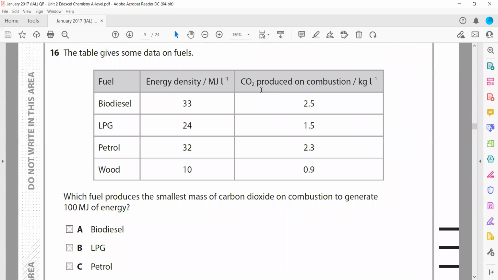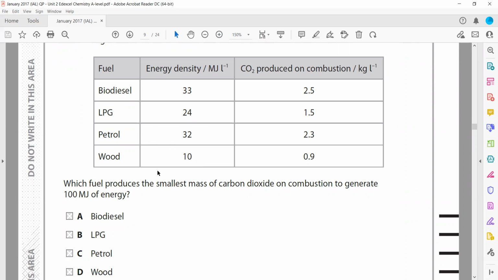The next question: the table gives some data on fuels. Biodiesel, LPG, petrol, wood. Which fuel produces the smallest mass of carbon dioxide on combustion to generate 100 megajoules of energy? Look, if we produce 33 megajoules of energy, how much carbon dioxide is produced? 2.5. So we have to check the ratio for each.